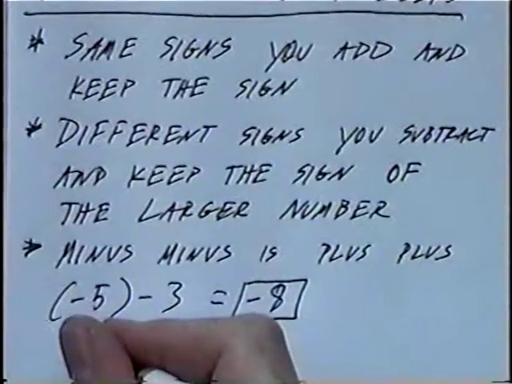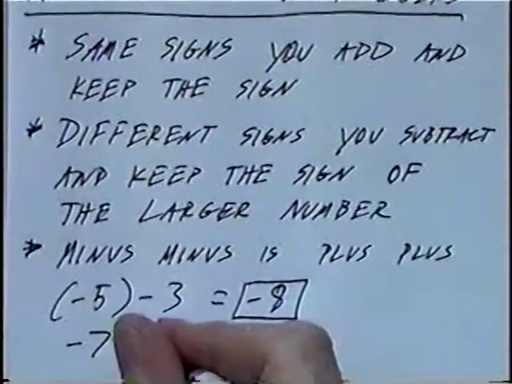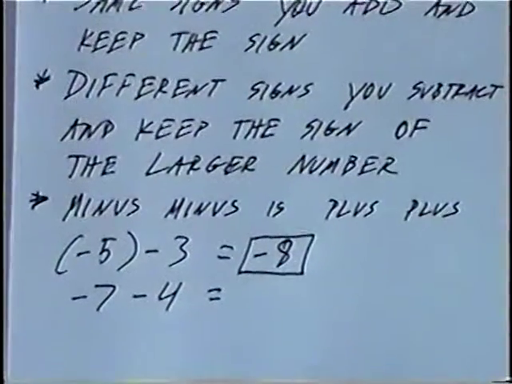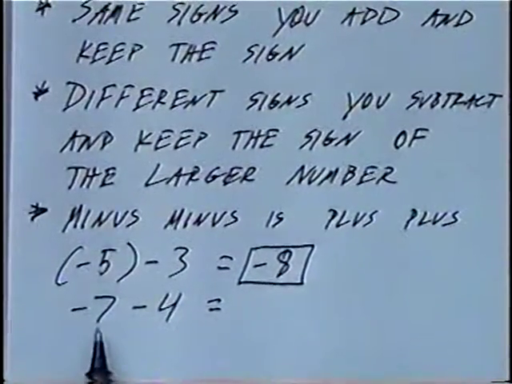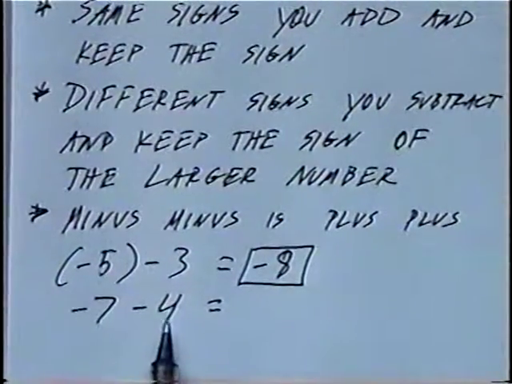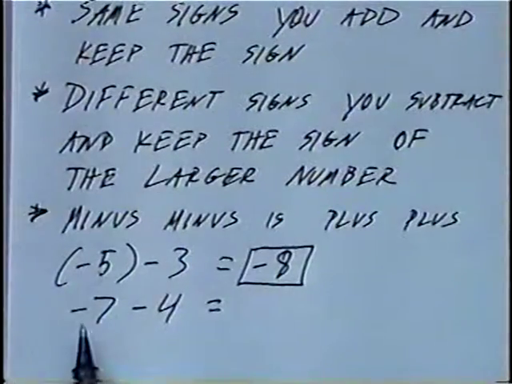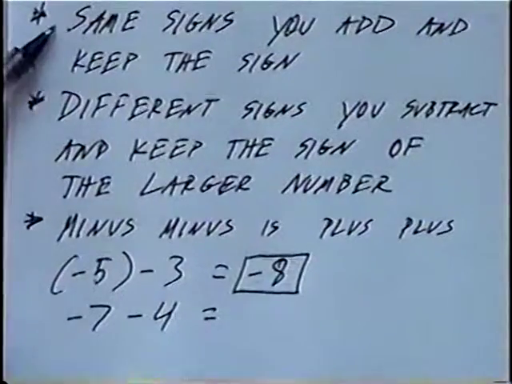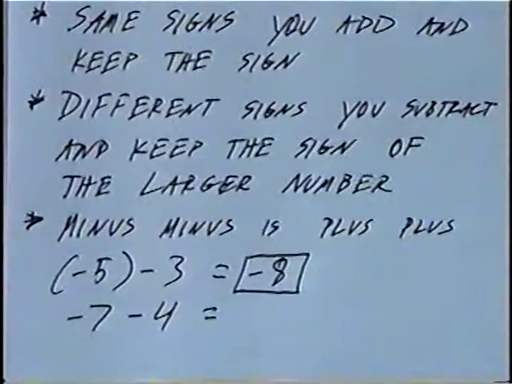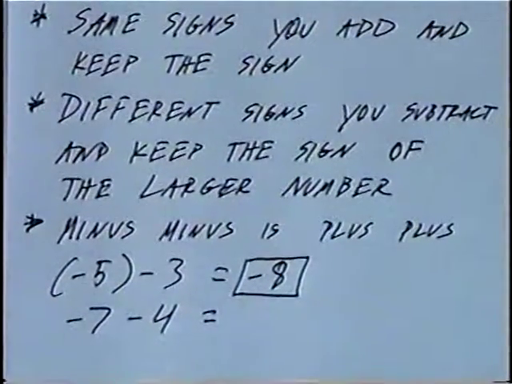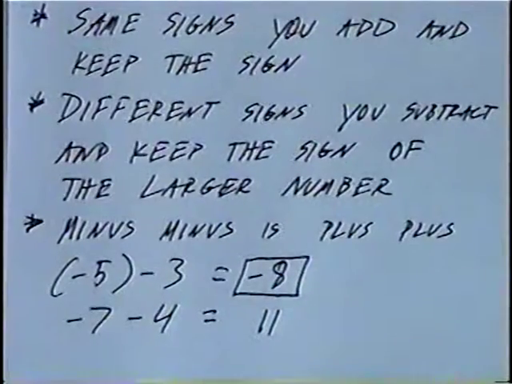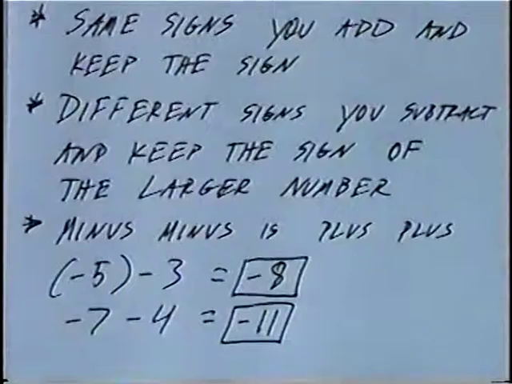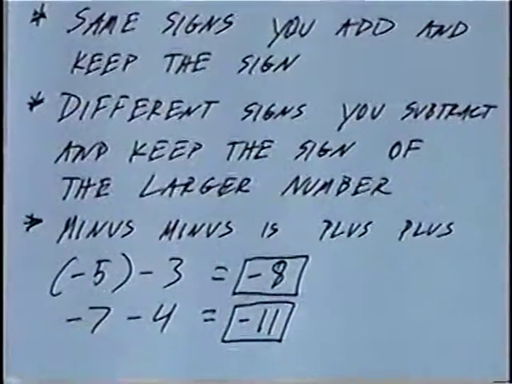Second question, negative 7 minus 4. Again, looking at these numbers, the 7 we'll think is negative, the 4 we'll think of as negative. So both numbers are negative in front. So again, if we have the same sign, we'll add and keep the sign. 7 plus 4 would be 11, and we'll keep the negative on there. So negative 7 minus 4 would be negative 11.